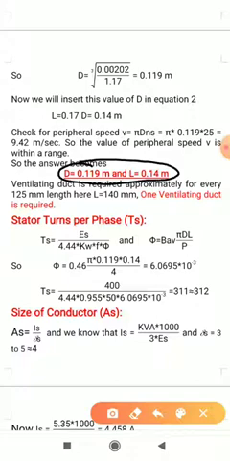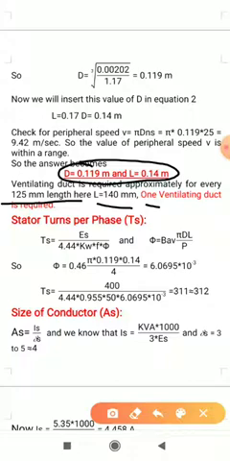And as we know, if the length is 140 millimeter, 0.14 meter means 140 millimeter, we require one ventilating duct, as a ventilating duct is required for every 125 millimeter length.